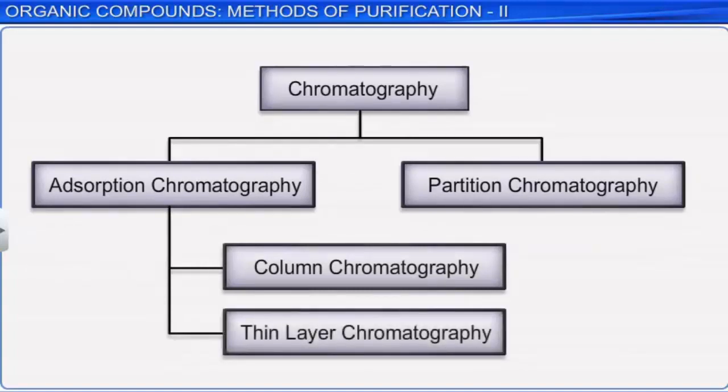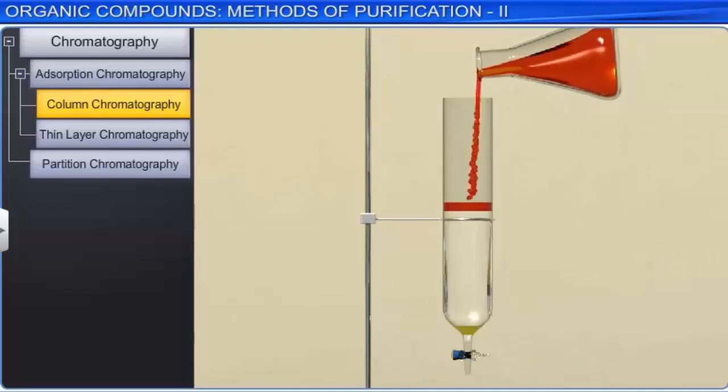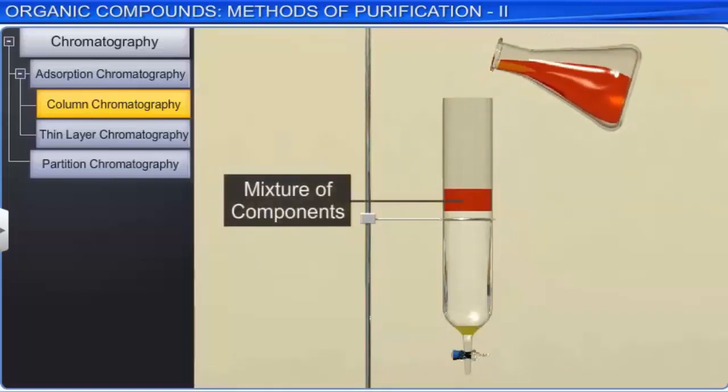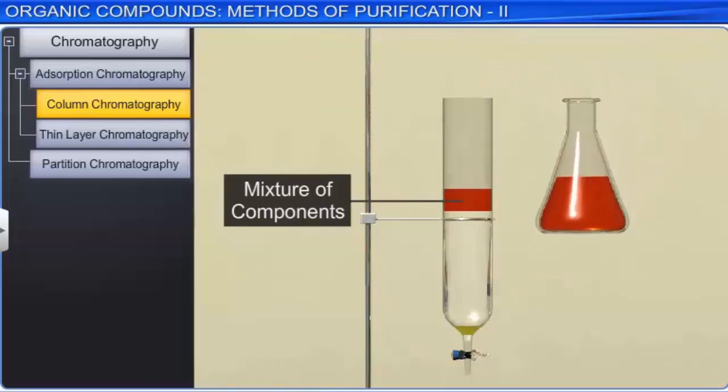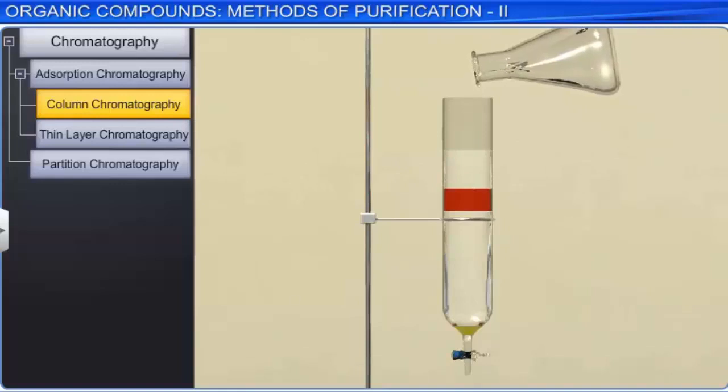In column chromatography, first, the stationary phase, which is the adsorbent, is packed in a vertical glass tube. Then, the mixture of components to be separated is placed on the top of the stationary phase. An appropriate mobile phase or eluent, which is a liquid or a mixture of liquids, is allowed to run down the column slowly. During elution, the components in the mixture get eluted according to their adsorption strengths. The components which are weakly adsorbed are eluted first, and components which are strongly adsorbed are eluted later. Thus, complete separation of the components in the mixture takes place.